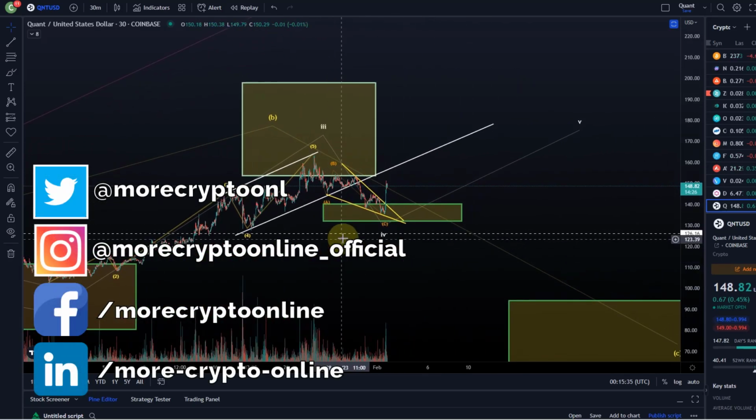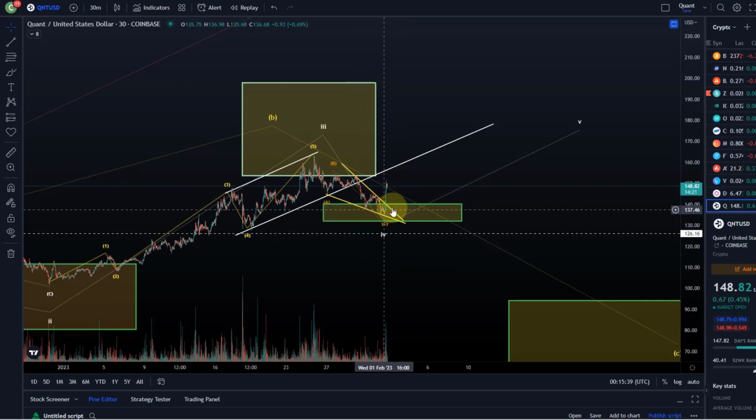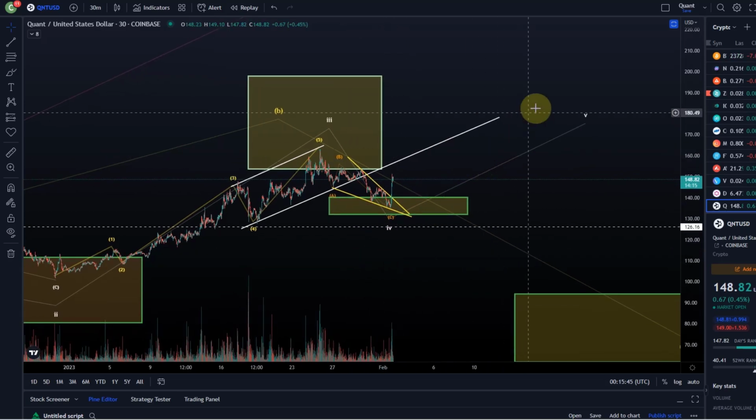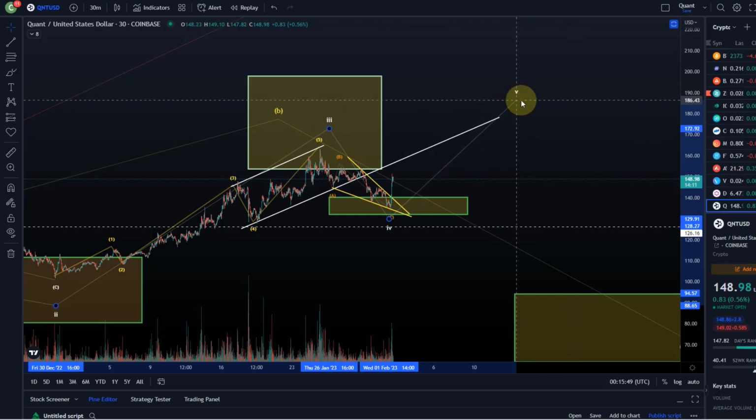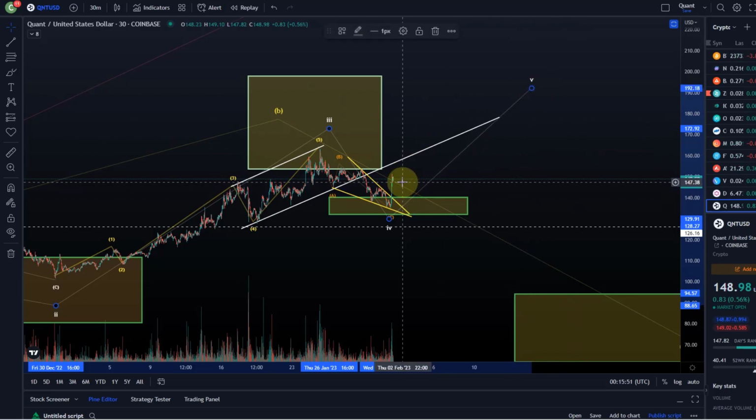Had a few questions about what I think now about QNT. Well, I can only tell you it did reverse in the trend reversal area. Of course I don't know if this is now in a fifth wave. It's way too early for that. We really will only know if we get 5 waves over the $163 level.